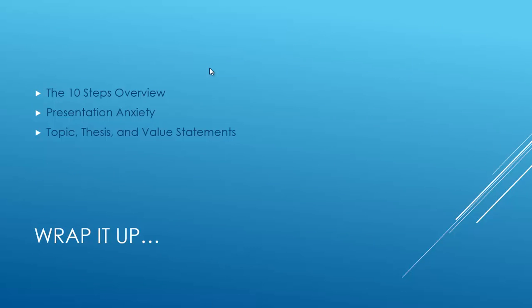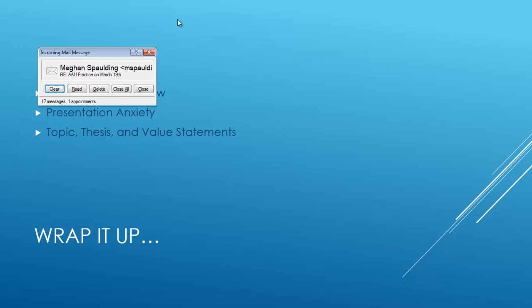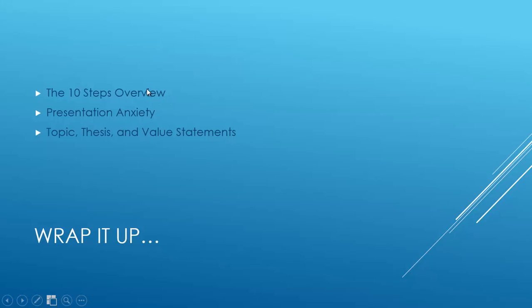So let's wrap it up. We talked about the 10 steps, and you're going to read those in the chapters. We talked about the personal rapport of public speaking anxiety, so you had a little more context on where you stand and what it means. And we talked about managing presentation anxiety, some tips on managing it and thinking about it, knowing that it's normal. And lastly, we talked about topic, thesis, and value statements.